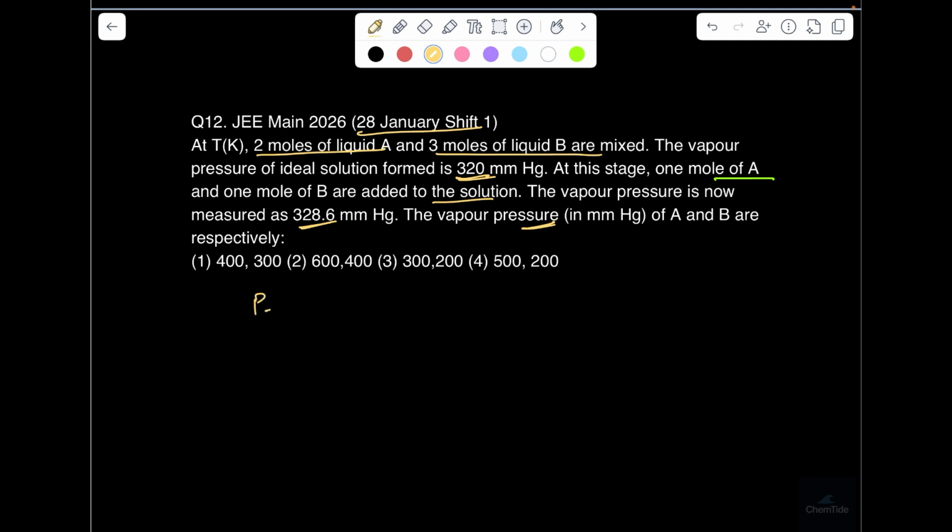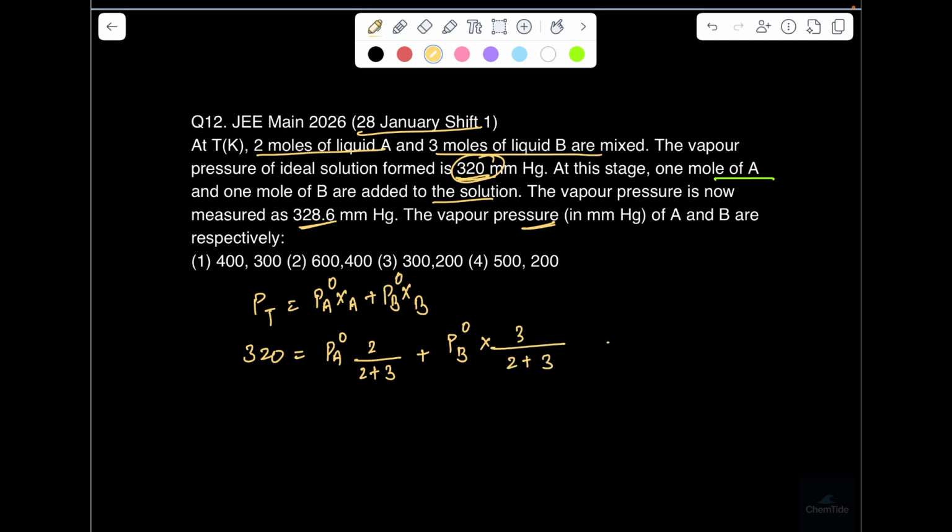So what we can do, PT is equal to PA naught XA plus PB naught XB. Now PT initially is given 320. PA naught into 2 moles of A divided by the total moles, and XB is 3 divided by the total moles. That is equation 1. Now in the second stage, 1 mole of A and 1 mole of B are added. So PA naught, now total moles is 2 and 1, so 3 by 2 plus 3 plus 1.